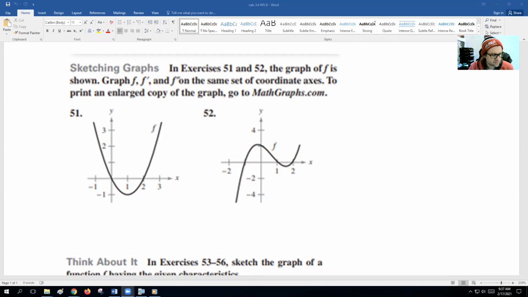Actually, we're pretty much done with the notes. We're just going to go over the homework together to make sure you guys can understand the conceptual ideas behind this second derivative. All right, so when we're looking at a graph here, in this first problem, they want us to graph the first derivative and the second derivative.